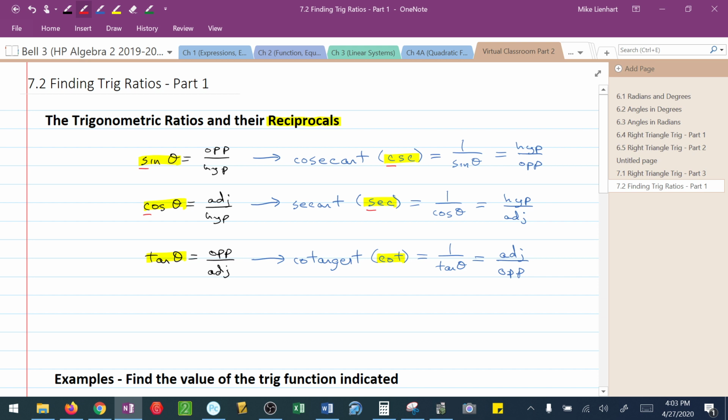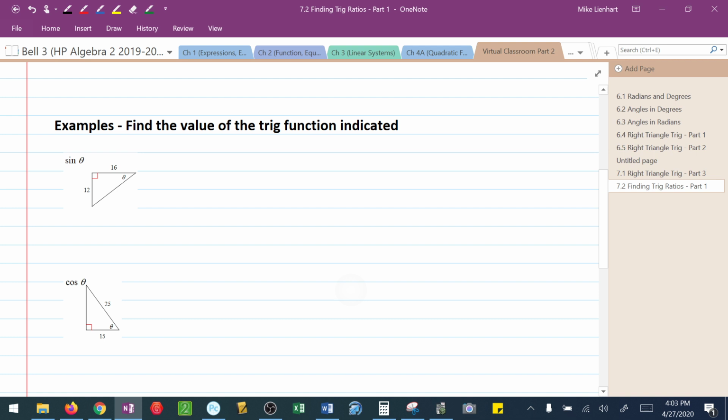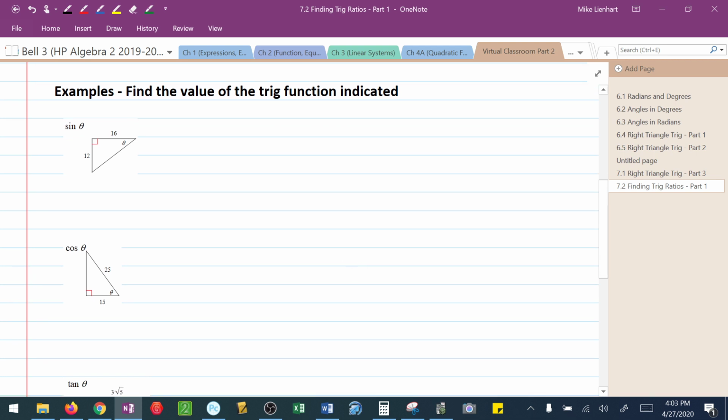So what we're going to be focusing on today, a pretty simple exercise, is getting used to all 6 of these trigonometric ratios. They want us to find the value of each trig function indicated. In this first one, they want us to find the sine of theta. I know that the sine of theta is opposite over hypotenuse. The problem is I don't know the hypotenuse. But since it's a right triangle, the Pythagorean Theorem will find the hypotenuse for me.